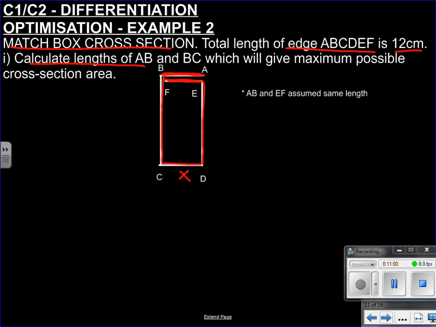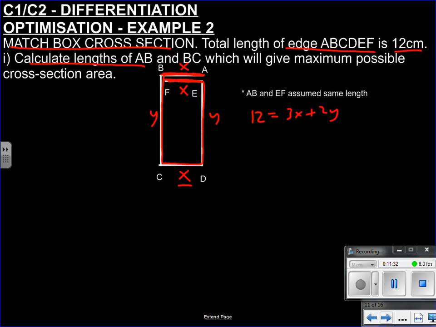All you do is you take your picture and you start labeling stuff up. So if that one's X, this one must be X, but so must that one, right? Because we're folding the lip on top. So you've got to account for that lip. And as it's a rectangle, we're going to have sides Y, let's say. So we know the total length of the edge is 12. So 12 must be the same as X plus X plus X, so 3X plus 2Y, right?